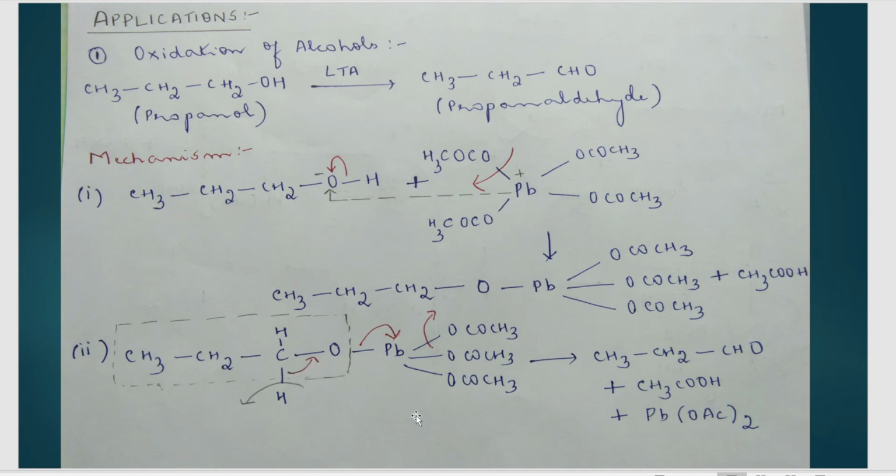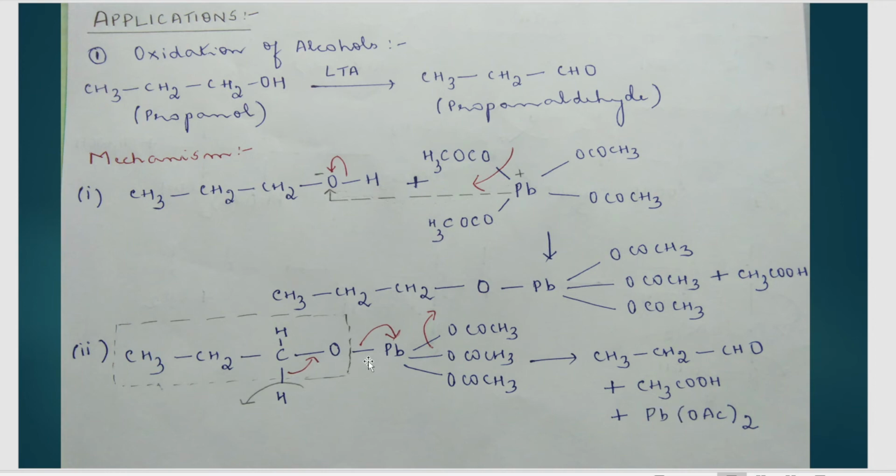So what are the byproducts? First of all, one H has left here, one acetate group has left here. Both of them will combine and form CH3COOH. A bond is broken here, so we will get Pb left with two acetate groups, that is Pb(OAc)2, two acetate groups.